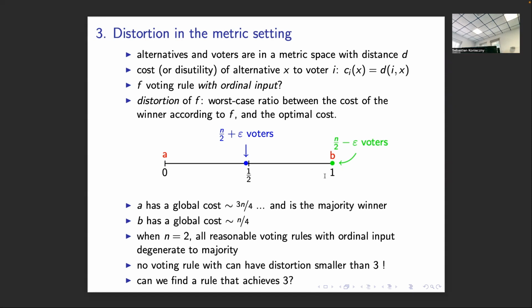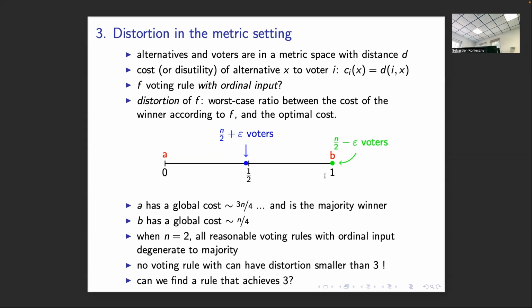Okay, you look at this example. We have slightly more than half of the voters, just a little bit to the left of 1/2. And we have a little bit less than half of the voters exactly here at the rightmost extremity of the segment. And we have two candidates, A and B, at the leftmost and rightmost extremities of the segment. What's going to happen? You have only two candidates, so all rules coincide with majority.